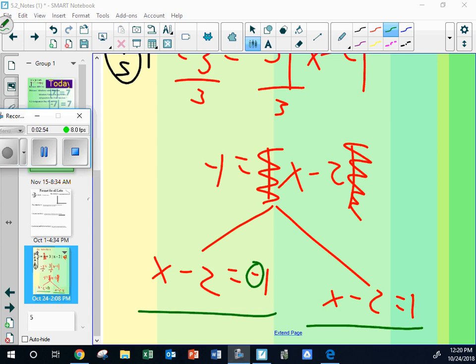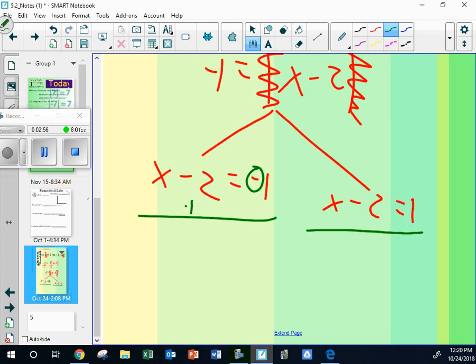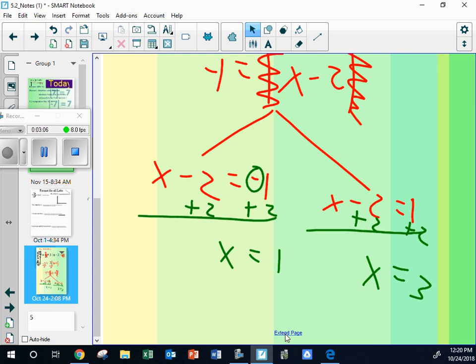So I now add 2 to both sides, and I get x equals 1, and add 2 and add 2, and x equals 3. I never broke any of the rules, but did anybody notice something strange about these answers? Would you actually trust these answers with your life?